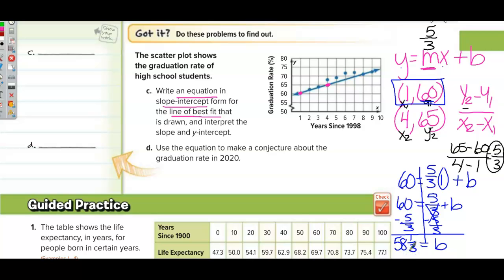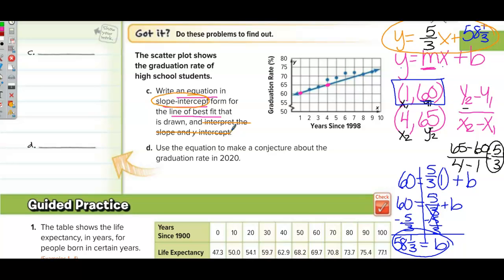So now that I found the b and I found the slope, I can just fill in the rest for my equation in slope-intercept form. Y equals 5/3 x plus 58 and 1/3. So that is your answer for C. We're not going to worry about interpreting right now.